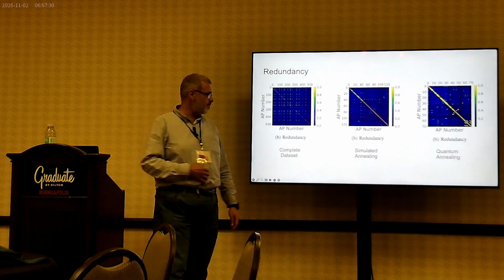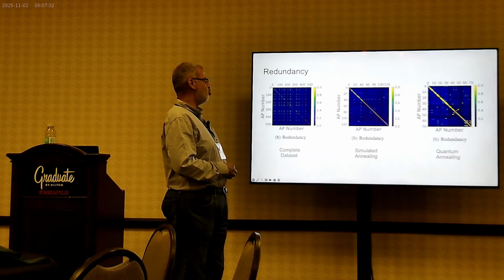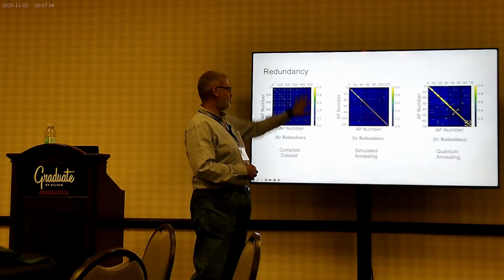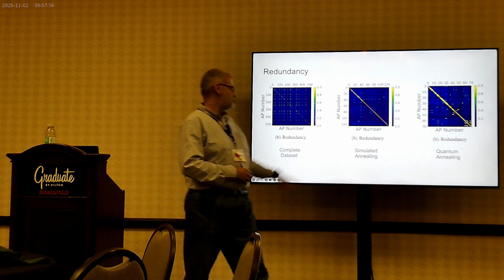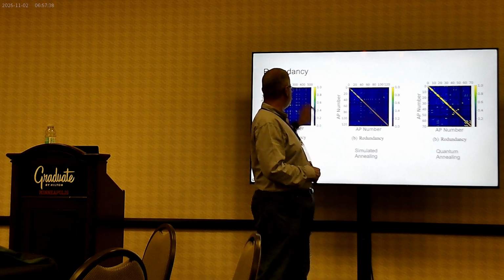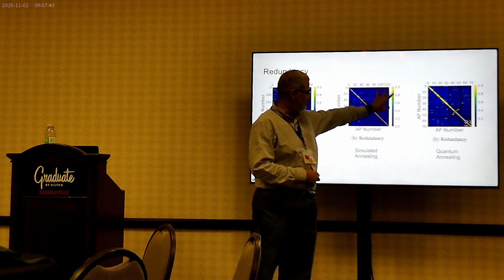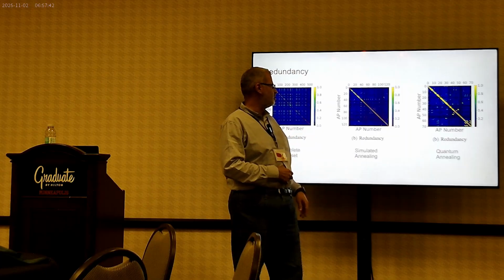Here, this is the redundancy. Again, more blue is better. So this is a complete data set. You have a lot of yellow. Using simulated annealing, you reduce the amount of yellow. And of course, you have a lower number of access points, about 120.